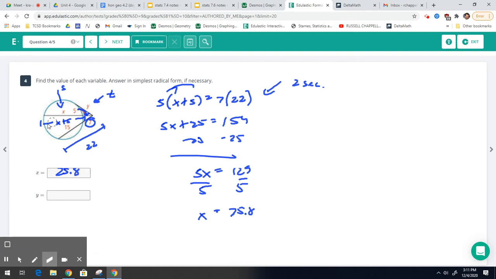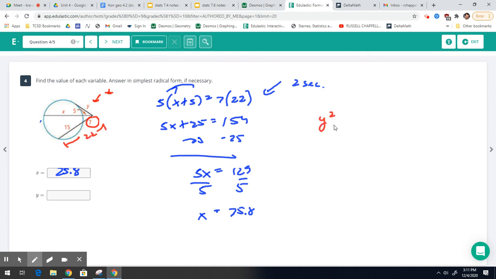Okay, so now let's erase some things here, and let's work on finding y. So now y is the tangent. So I'm going to use the tangent and then the secant they gave us, right? So y is the tangent again. I'm going to use this secant down here. Outer part 7, whole part is 22. So I will do y squared, because you square the tangent, equals outer part 7 times whole thing 22.